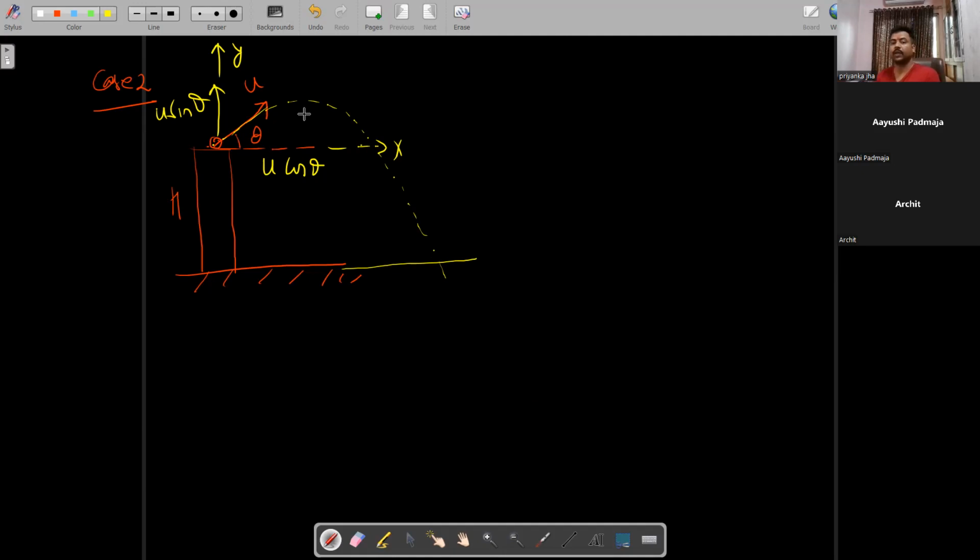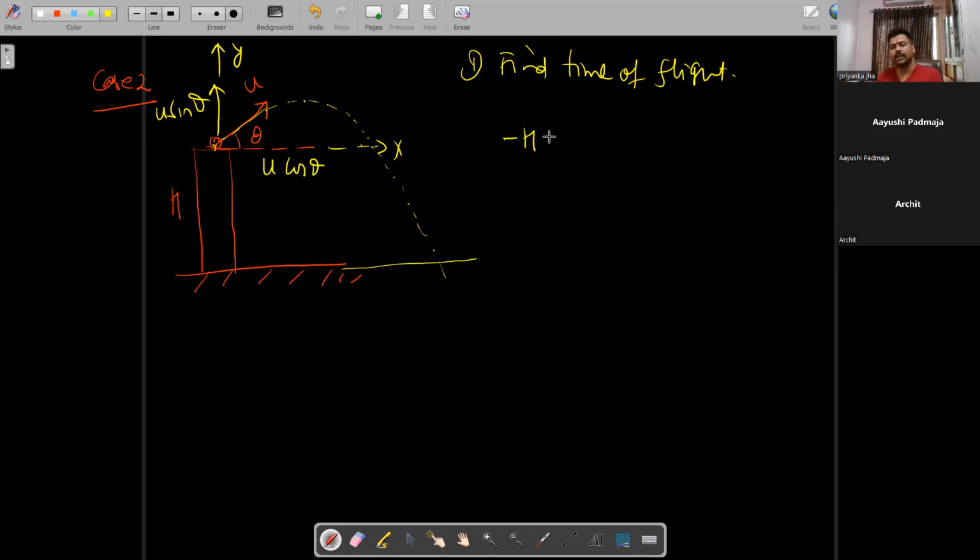Suppose I want to find the total time of flight. It means the time taken in the complete journey from here to here. So you can simply find the time of flight. What is the net displacement along the y-axis? Minus h. Because you have thrown this in the upward direction, it will come down over here. So from here to here, there is no displacement along the y-axis. From here to here it will increase, and from here to here it will decrease, and finally it is minus h.